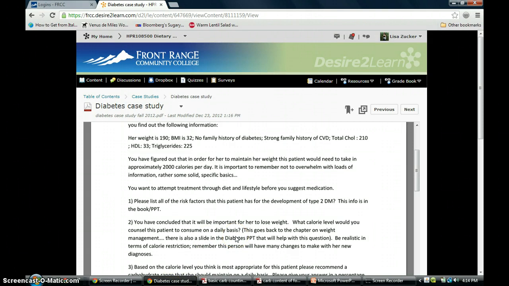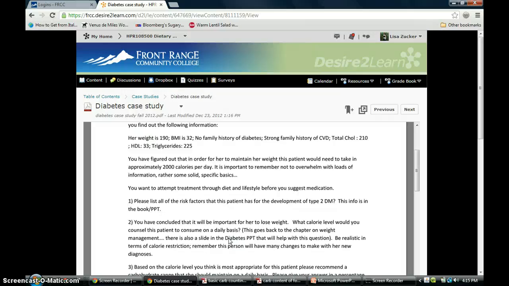What calorie level? This goes, like I said, back to the slide in the diabetes PowerPoint and weight management. When we talk about 3,500 calories being in 1 pound, you're going to want to look at that slide and figure out realistically what's going to be the best calorie level for this woman.